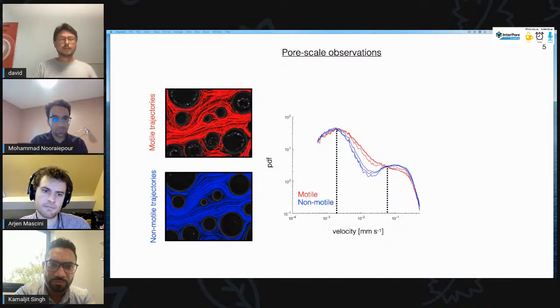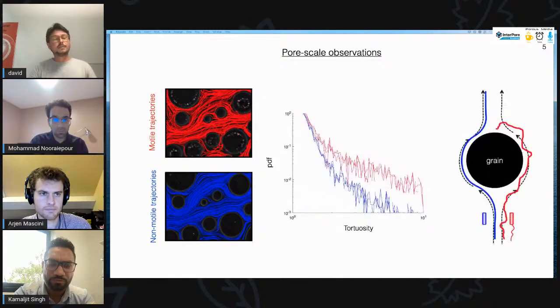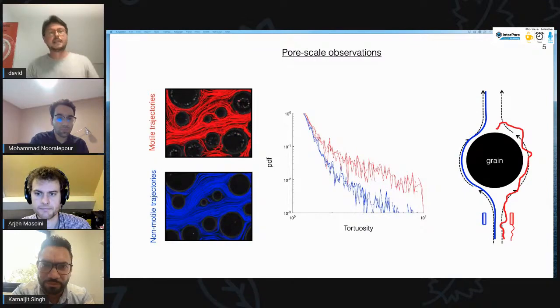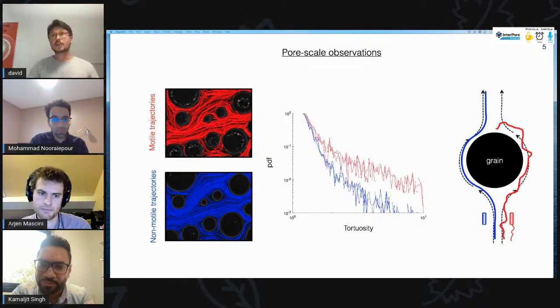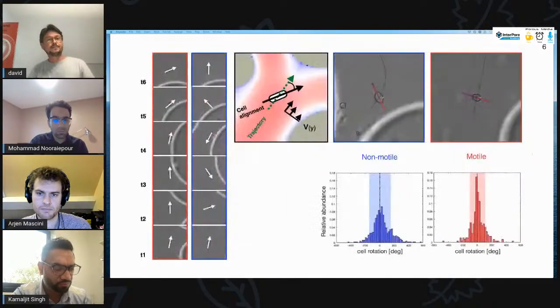This was in agreement with the pore scale observations, which show how motile cells exhibited a higher speed, comparing the velocity distribution extracted from the trajectories. But motile cells did not only swim faster along the system, they also explored broader space by swimming, as confirmed by analyzing the tortuosity of their trajectory. So overall, this enabled them to actively explore the space for resources or also evade regions with unfavorable conditions.